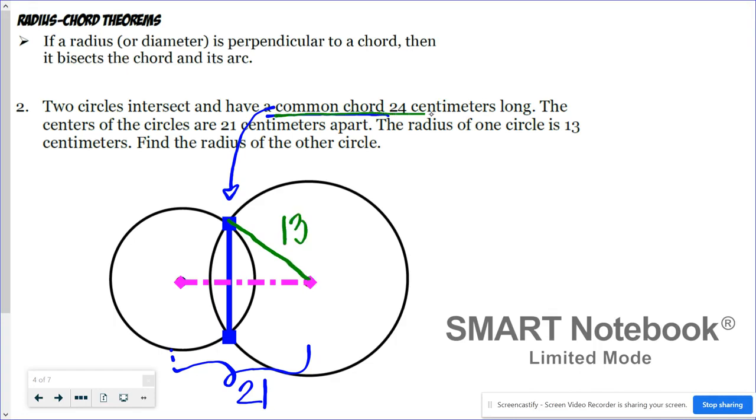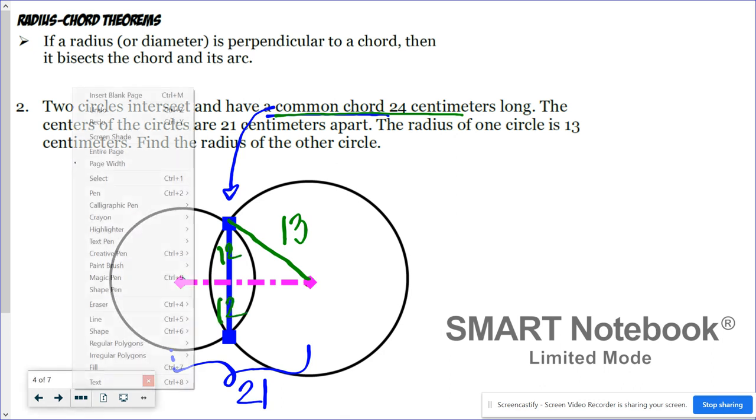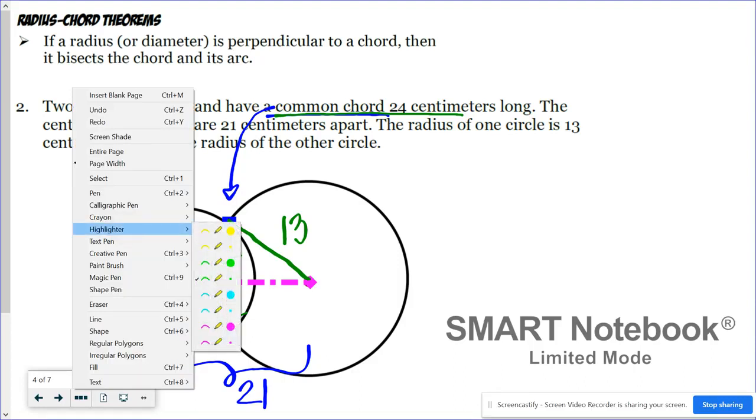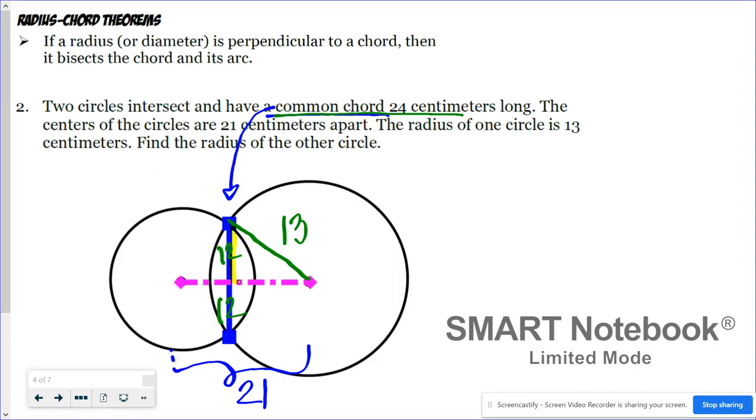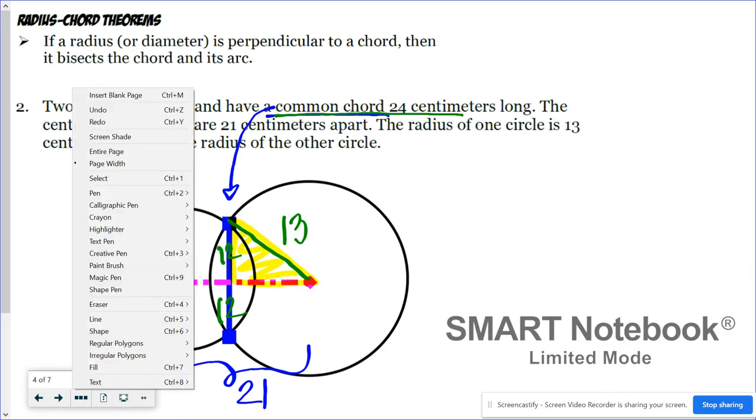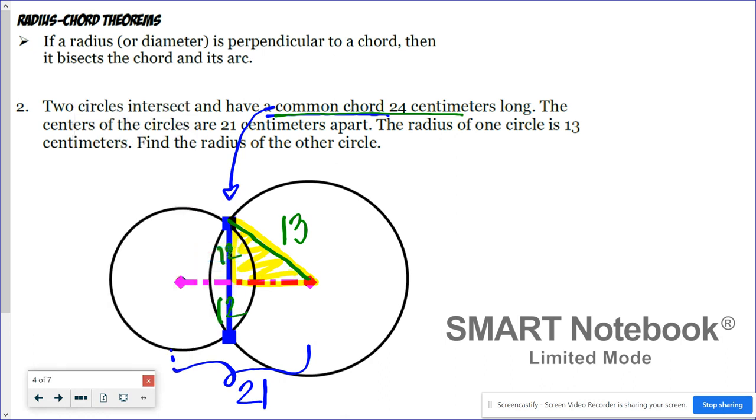Since the common chord is 24 centimeters long and the radius would bisect the chord, we can say that each segment is 12 centimeters long. Okay, and so once again, Pythagorean theorem, do you see it? It's like right here you have 12, unknown, and 13. So we've got this right triangle here. And so we can use Pythagorean theorem to find the missing measurement.